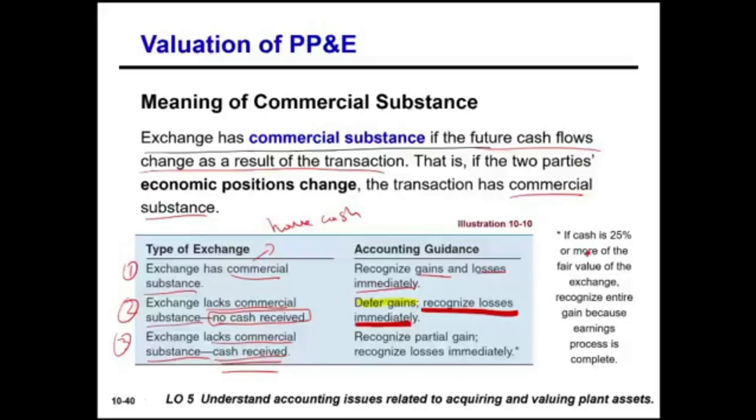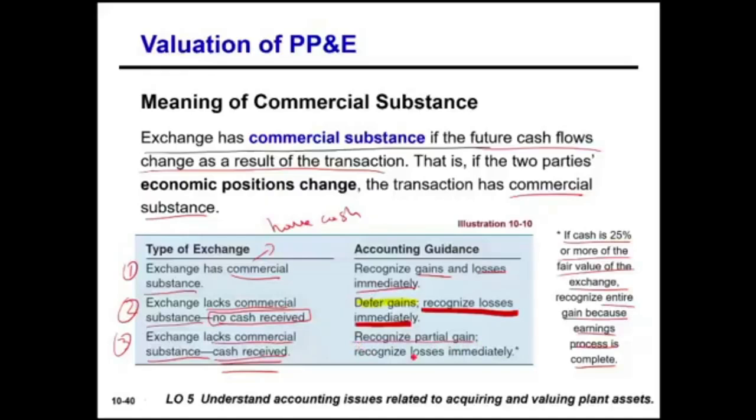How much cash do they have to exchange? If the cash is 25% or more of the fair value of the exchange, there's a limit. The cash has to be 25% or more. Recognize the entire gain because the earning process is complete. So if they're exchanging 25% or more cash of the fair value of the exchange, what we're saying is this is a real transaction. If it's less, then we're going to recognize partial gain.